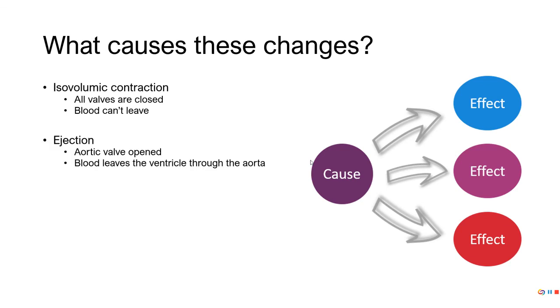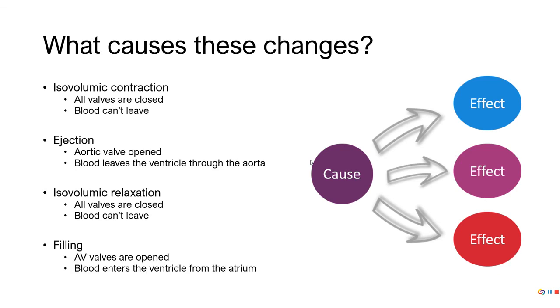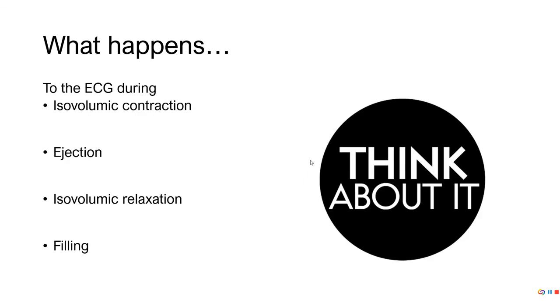During ejection, the aortic valve opens, so blood's leaving through the aortic valve going into the aorta. During isovolumic relaxation, everything's closed, so nothing can come in, nothing can get out. And during filling, the AV valves open, so blood enters the ventricle from the atrium. So now let's tie this into the ECG. What happens to the ECG during each of these phases?